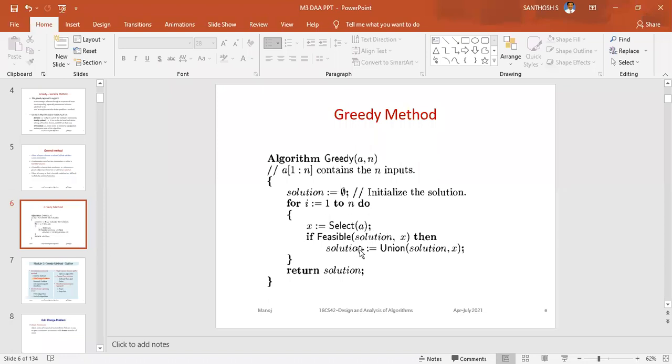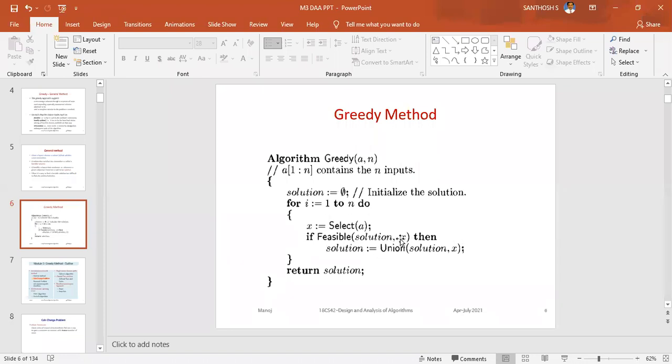Nothing will be there in the solution. If feasible of solution comma x, then you will be writing it as solution is equal to union of solution comma x. So this is the statement to find the feasible solution. If feasible, then put that particular solution. If the subset you have taken is meeting all the conditions, then place that condition into the solution.